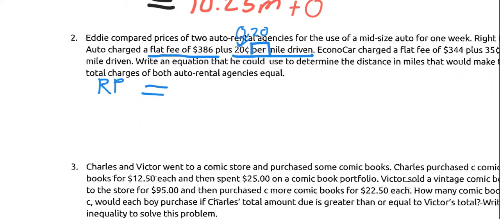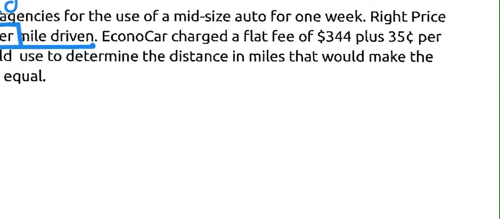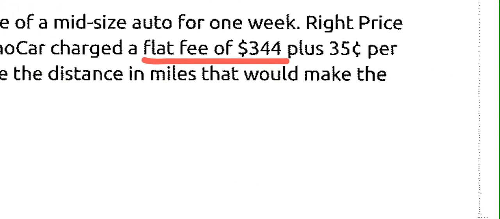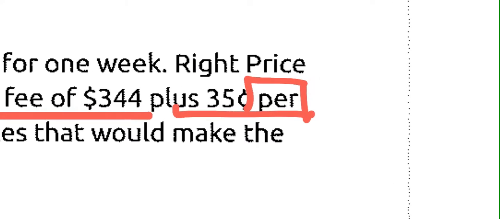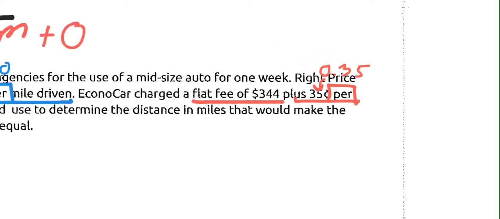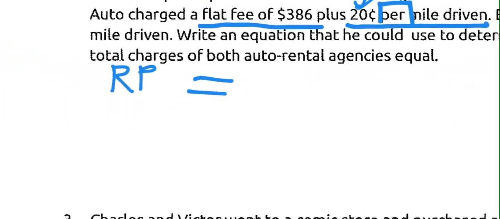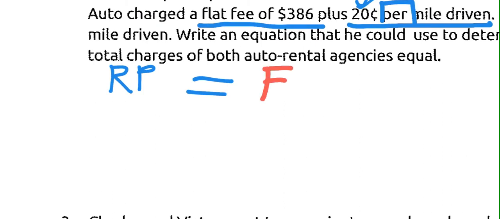But now we've got to do Econocar, so I'm going to do this part in red. These guys are charging the flat fee of $344 plus 35 cents per, I'm going to guess that's driven mile over there. Again, we're going to need this 35 cents as 0.35, otherwise it won't make near as much sense in our equation. So again, that was called Econocar. We'll call them EC over here.